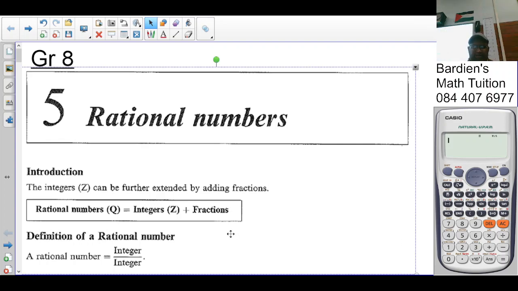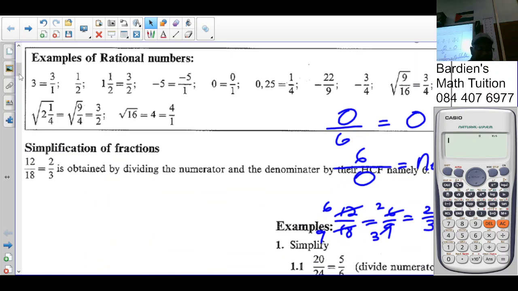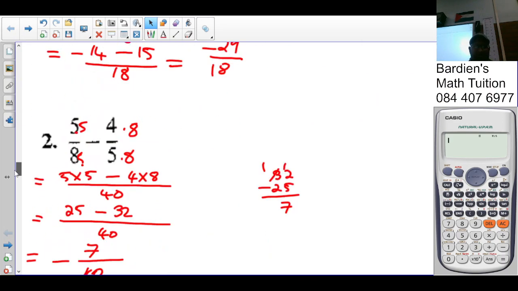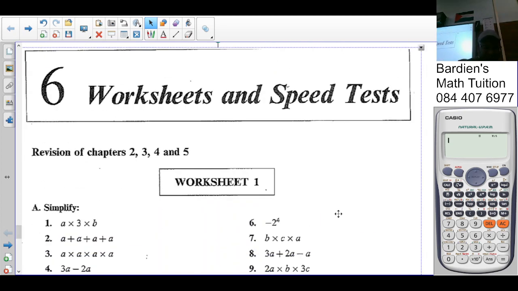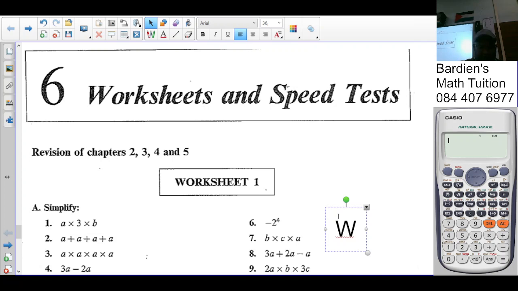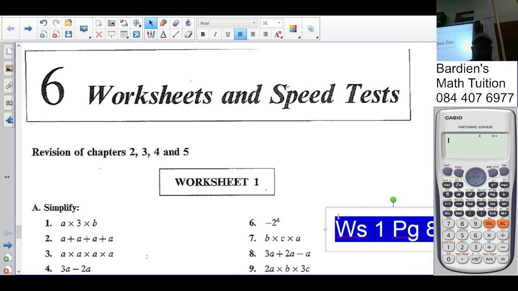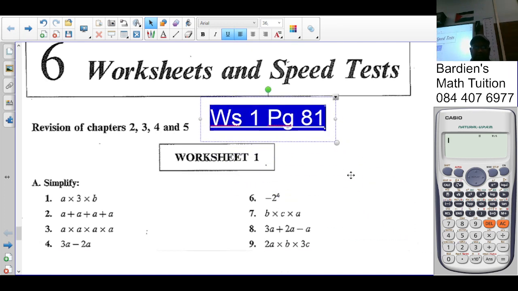At this point, you guys have done your assignment. The assignment was based on worksheet 1 and 2 of chapter 6. Okay, so I'm going to put the worksheet 1. This was page 81, and 83. 81 and 83.